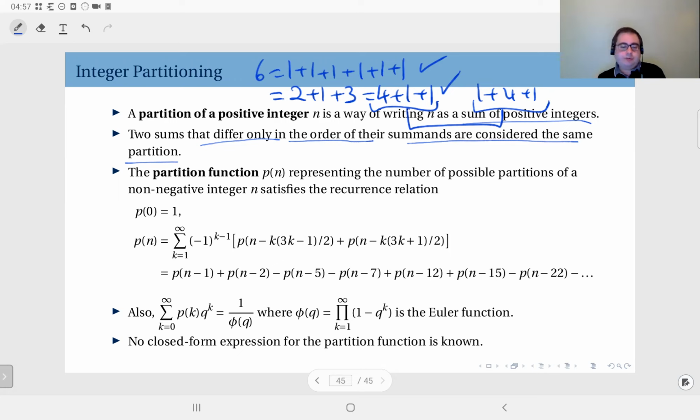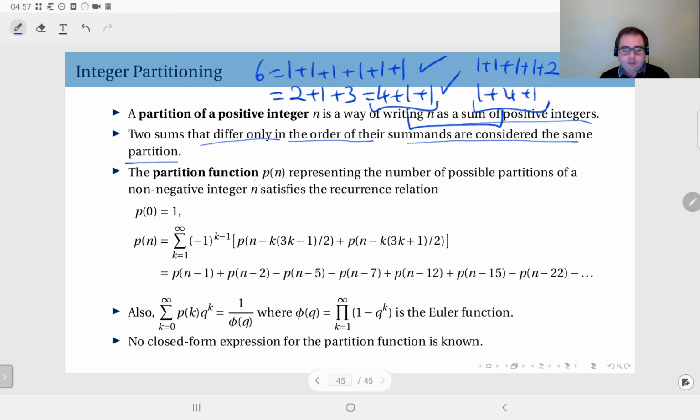So the question for 6, for instance, is how many ways are there to write 6 as a sum of positive integers, right? 1, 1, 1, 1, 1, 1 is one, for instance. 1 plus 1 plus 1 plus 1 plus 2. Or 1 plus 1 plus 1 plus 3. Or 1 plus 1 plus 4. And it goes on like that. So how many ways are there to do this?